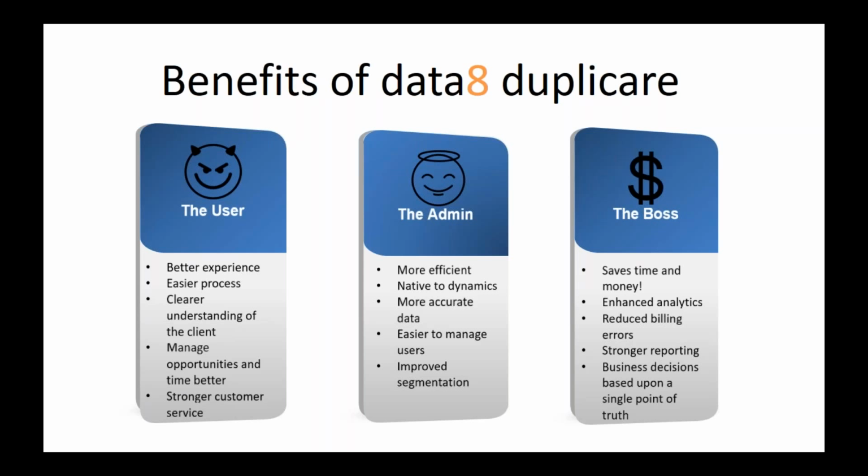From the perspective of Matt, the admin, that's a really big thing, because the data starts becoming better as it goes on. However, it's not just about that, it's about time and how much time you actually spend on this. So you want to make your life more efficient and easier, and that's really what Duplicare does. You can see it's native to Dynamics, so it's not throwing stuff out there that people haven't seen before. And it's going to help you with segmentation, especially with the standardization. As Matt mentioned before, postcodes in the wrong field can really affect things like understanding where your customers are based. And finally, the boss.